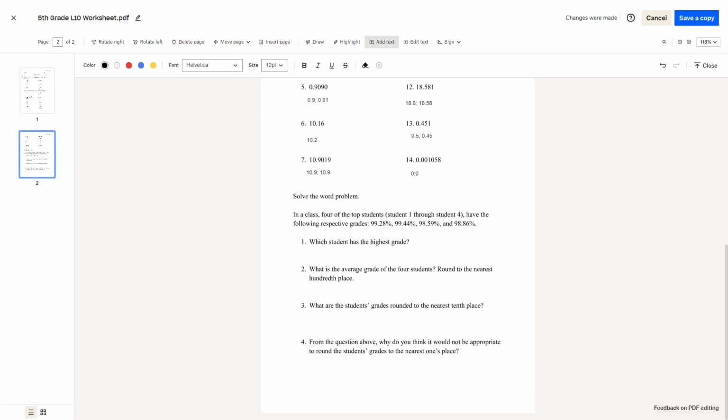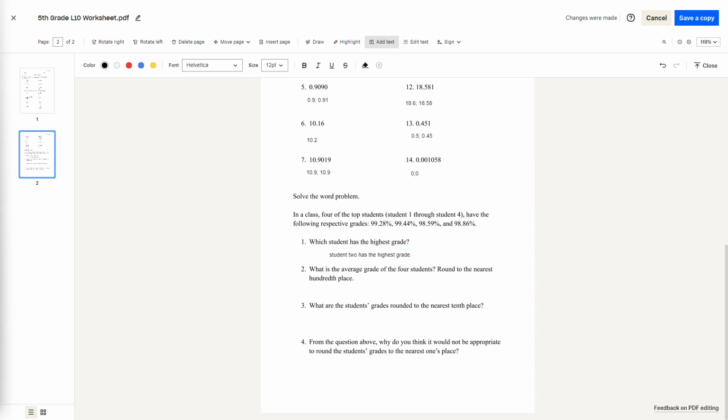Solve the word problem. In the class, 4 of the top students, student 1 through student 4, have the following respective grades: 99.28, 99.44, 98.59, and 98.86. Which student has the highest grade? It would be student 2. Student 2 has the highest grade.